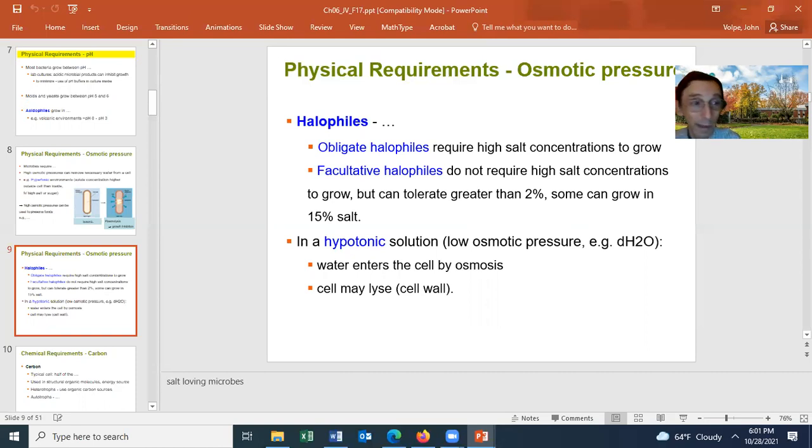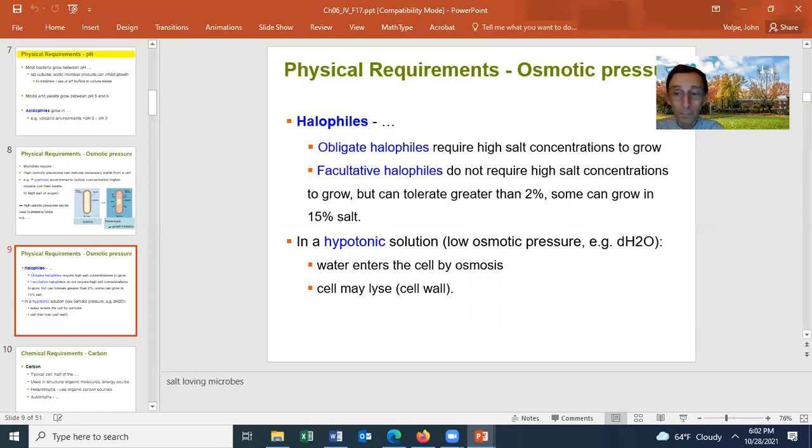But if the bacteria has a cell wall and the cell wall is intact, the cell wall will only allow the cell membrane to expand so far. And then no more water can come into the cell because there's no space for it. The cell membrane will not expand any further. Any question about any of that?